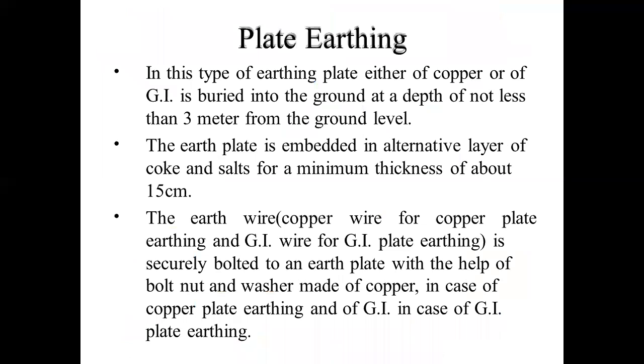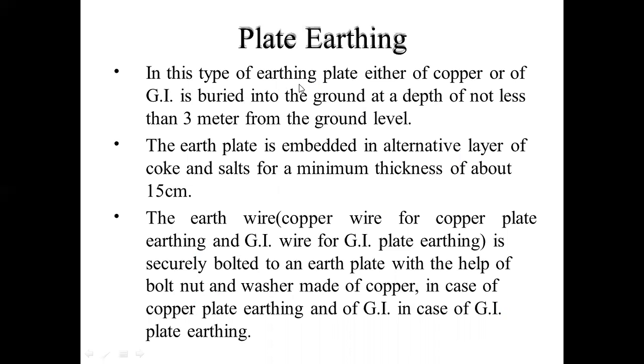So let us come to the main point, that is plate earthing and pipe earthing systems. The only difference between the plate and pipe is the electrode used: in plate earthing it is a copper plate or GI plate, and the electrode used in pipe earthing is the GI pipe. GI means galvanized iron pipe. So what is plate earthing?